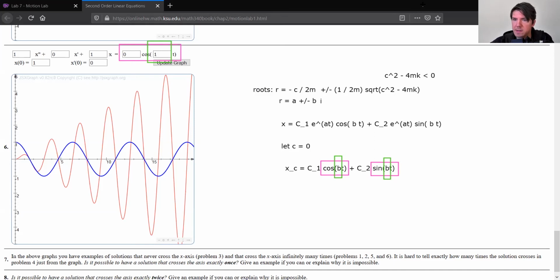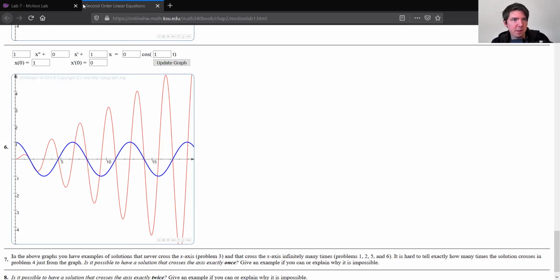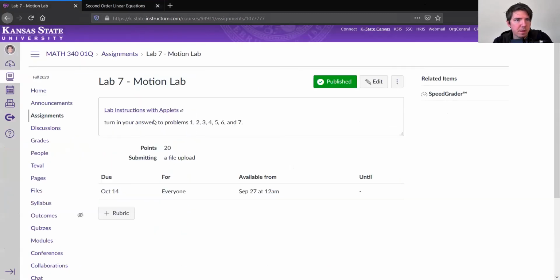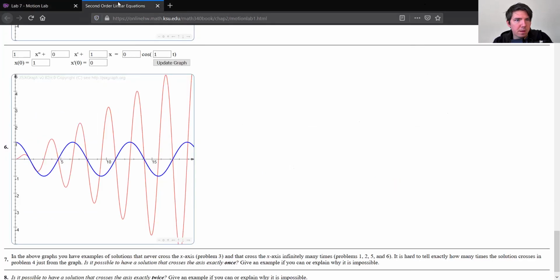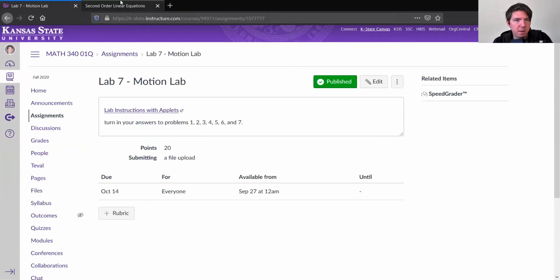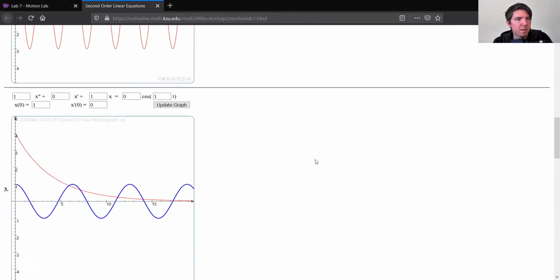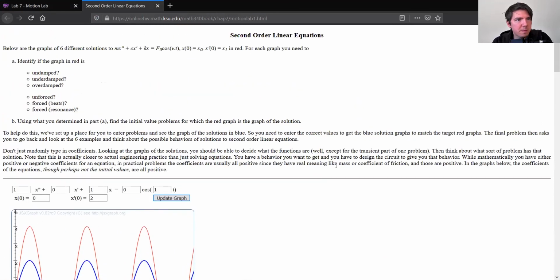Okay, someone asked about looking at the instructions, how to submit answers. I am going to look at the instructions now and answer that question. So turn in, looks like everything but 8. Okay, so what should you turn in? What you would want to do, when you actually turn your work in, is say something like this.